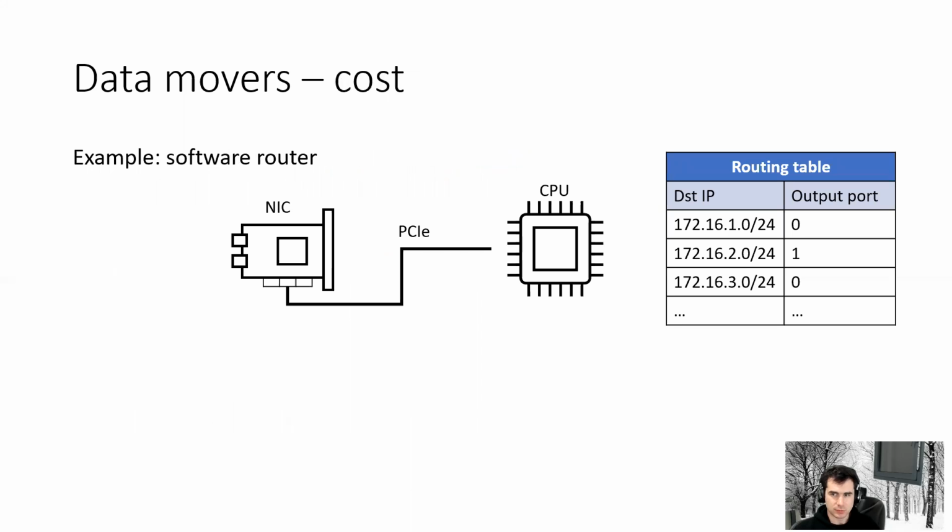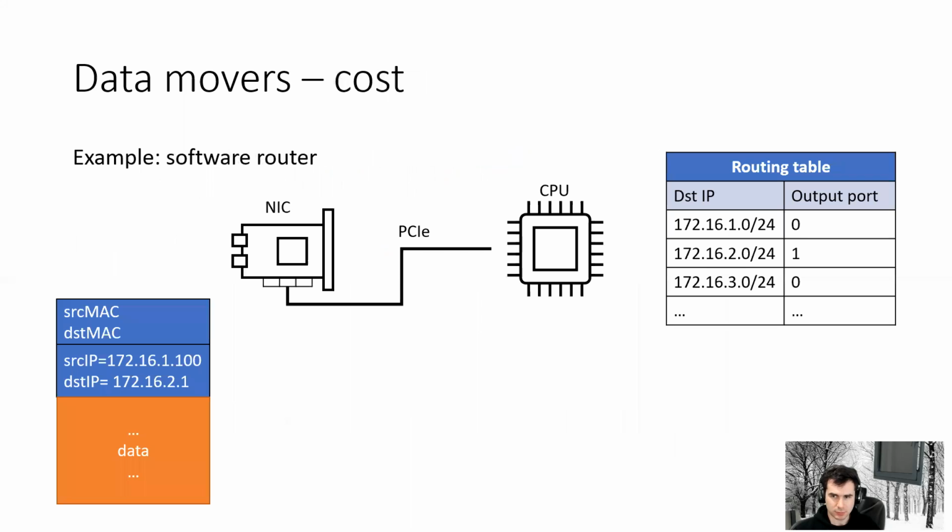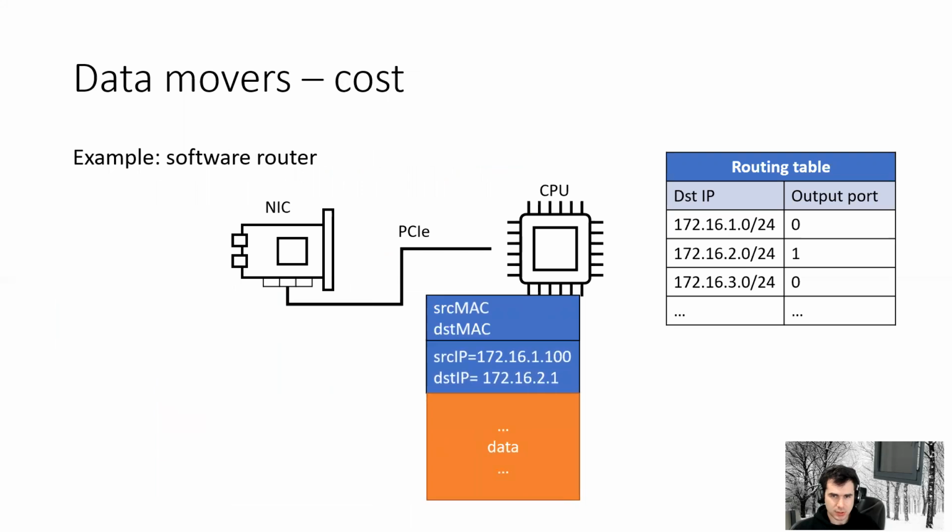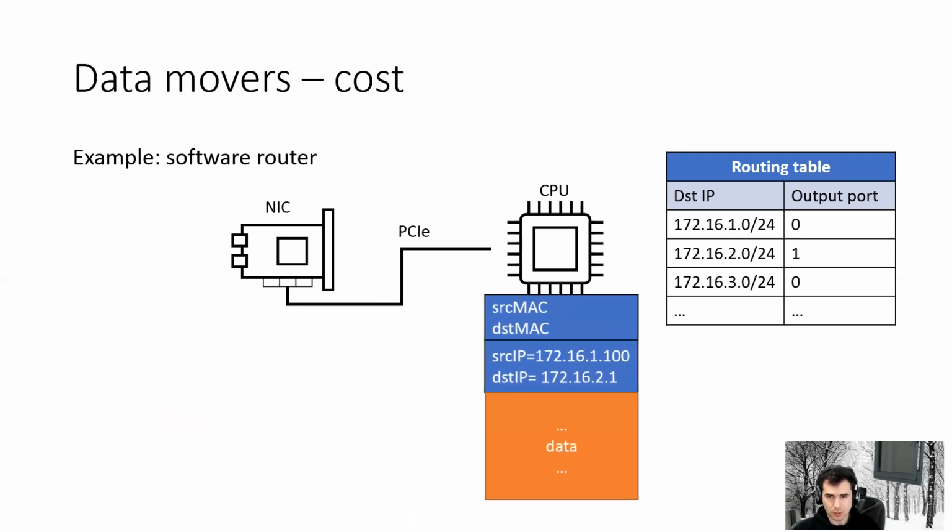Next, we use an example to demonstrate the cost of data movers. Consider a software router receiving a packet. The router often receives packets with small headers and large payload. When the packet is received, it is transferred by the NIC over PCIe to the host CPU. Thereafter, the routing application inspects the packet header. Specifically, it looks at the destination IP and compares it to entries in the routing table, where it looks for the most appropriate match. Once the most appropriate match is found, it determines the packet's new MAC header.